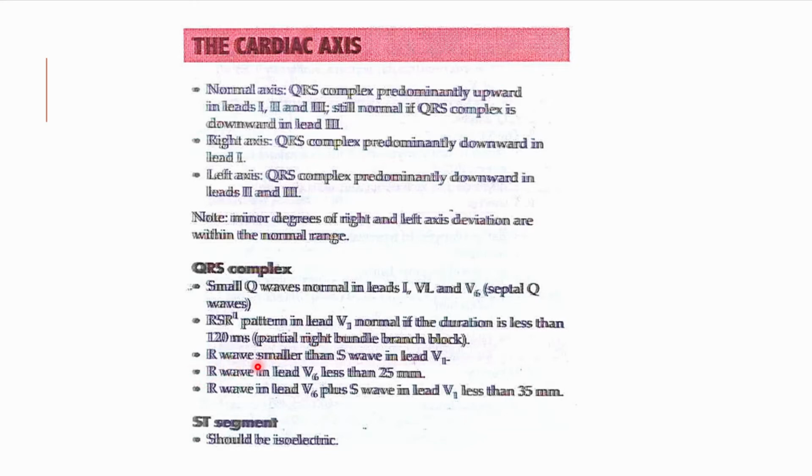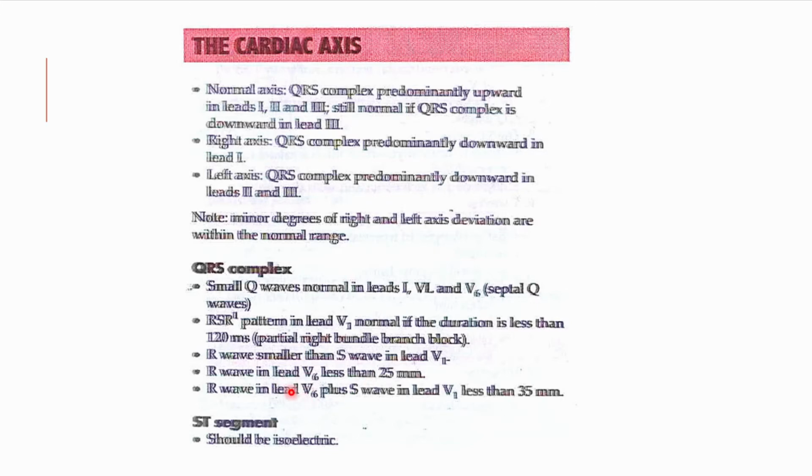If the R wave is smaller than the S wave in lead V1, the R wave in lead V6 is usually less than 25 millimeters. If it's greater than this, it may indicate some ventricular pathology.